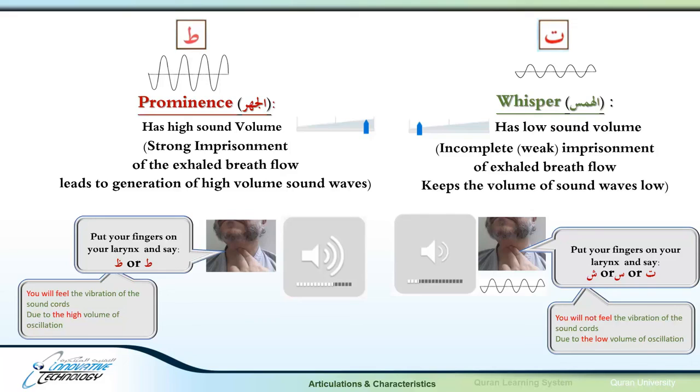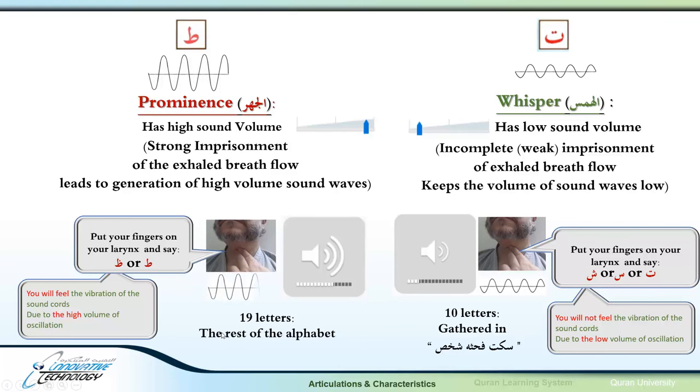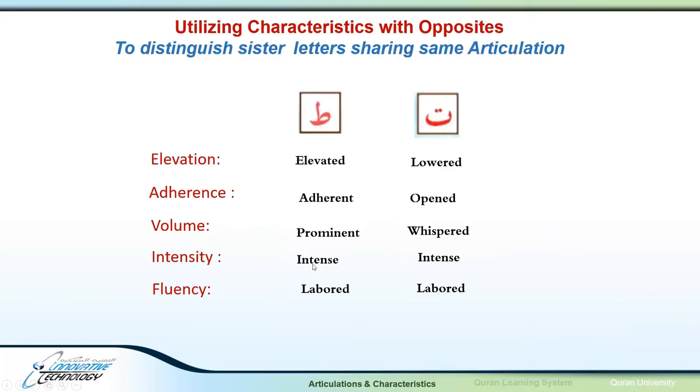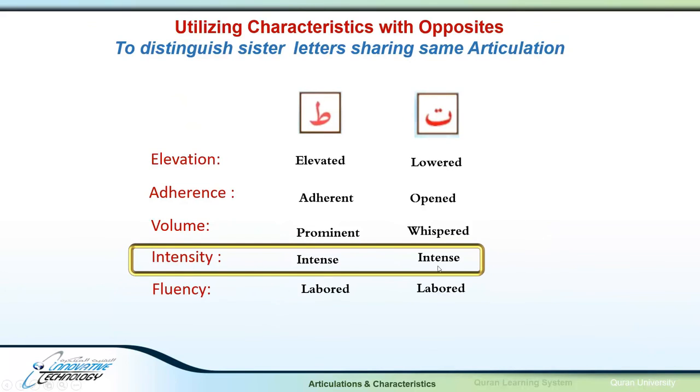The whisper letters are basically 10 letters gathered in the sentence سكت فحثه شخص: the سين, كاف, تاء, فاء, حاء, ثاء, هاء, شين, خاء, صاد, while the prominent letters are basically the remaining alphabet, the 19 remaining letters.